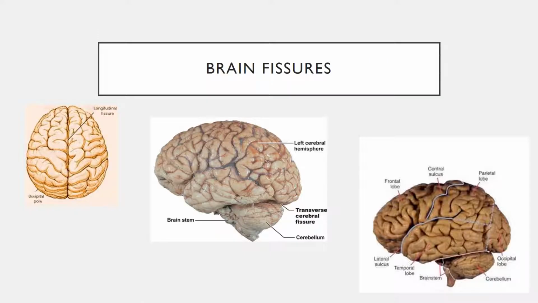So brain fissures actually divide the brain into a couple different regions. We have our longitudinal fissure that divides the right and left hemispheres. The transverse fissure separates the occipital lobes from the cerebellum. And our central fissure, which is more commonly referred to as the central sulcus. So the central sulcus divides the frontal lobe from the parietal lobes. We also have the Sylvian fissure, or the lateral fissure, that divides the frontal, parietal, and temporal lobes.